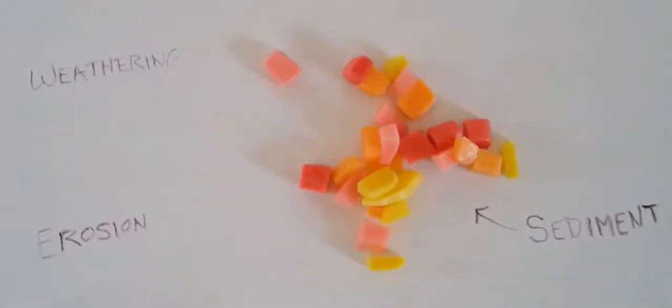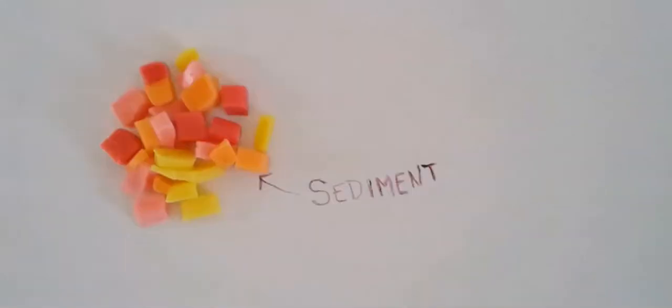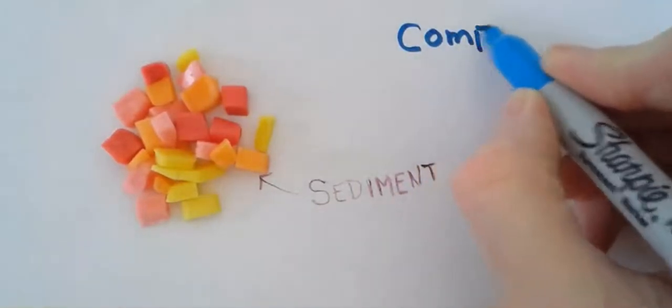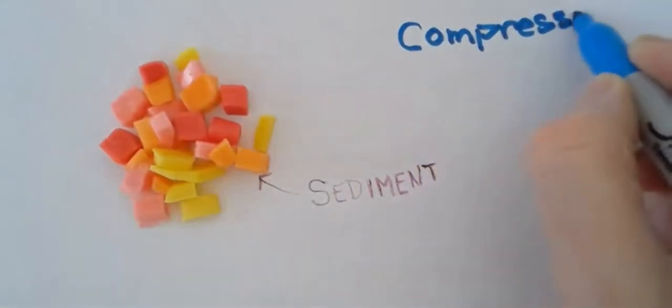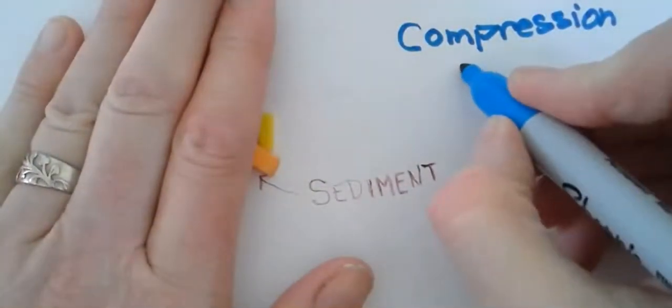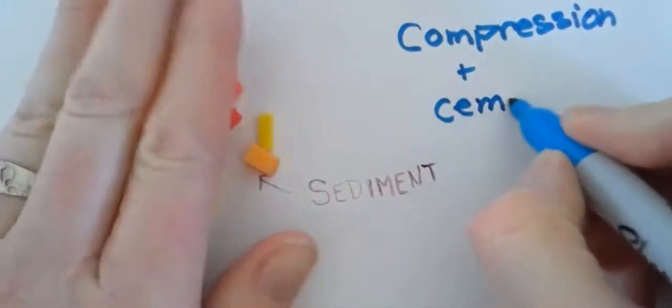This weathering and erosion causes sediment, which is represented by these little pieces of Starburst here. And over time, the sediment settles and gets buried under layers and layers and layers. In order for sedimentary rock to form, the sediment has to undergo quite a bit of compression. Let's see if we can spell that out. So it gets compressed, or smushed down, right? And then it gets cemented together.